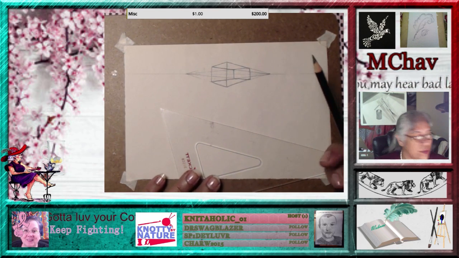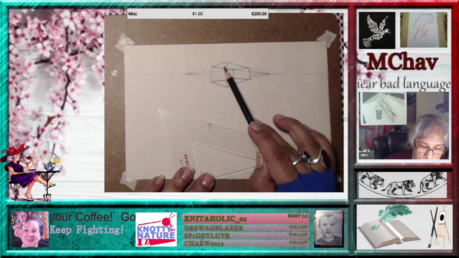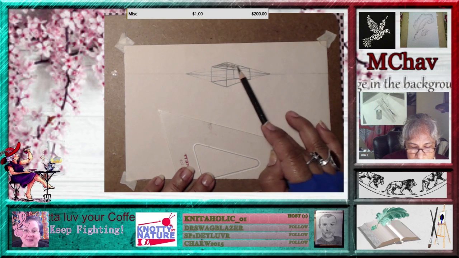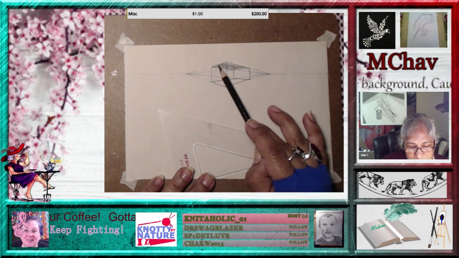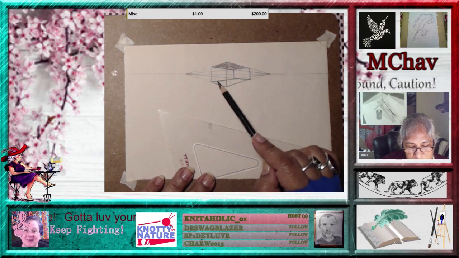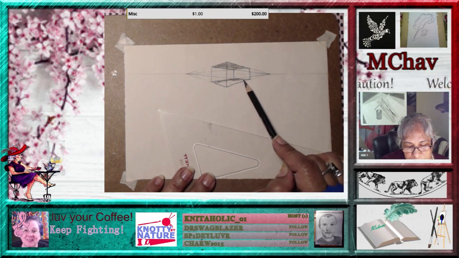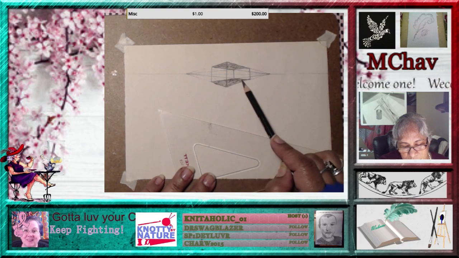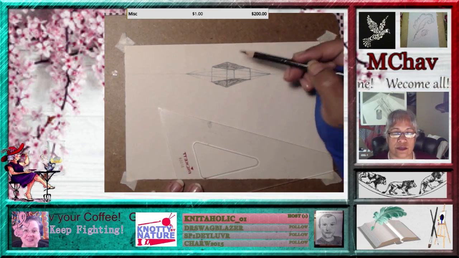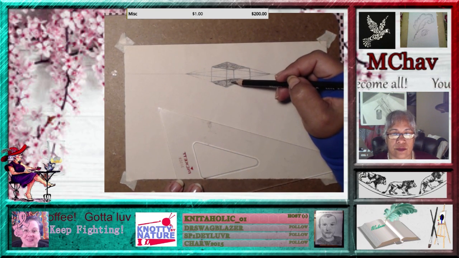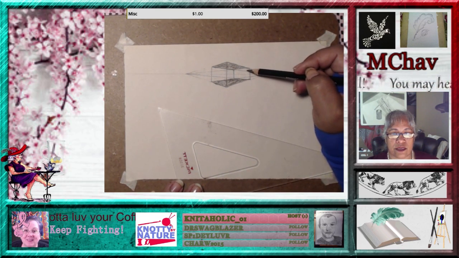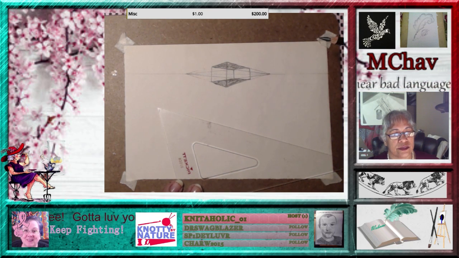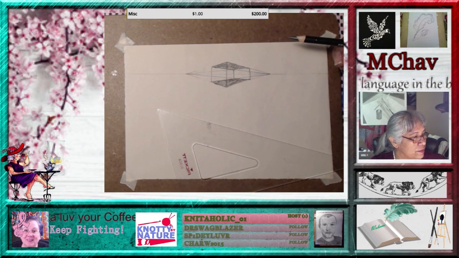But this time we are going to shade the top. And we're going to shade the bottom. And now you can see the top, the bottom, the side, an imaginary side, an imaginary side. Amazing, right?